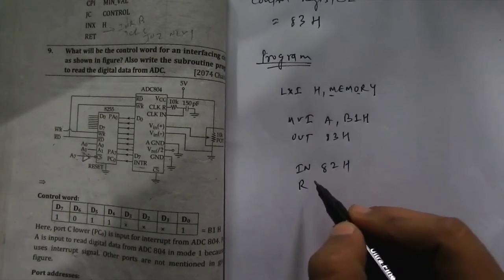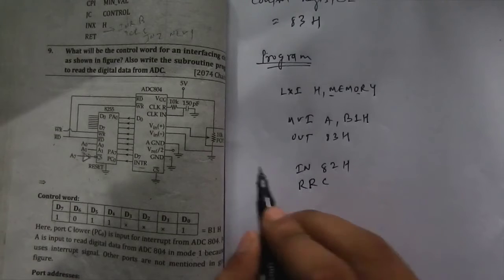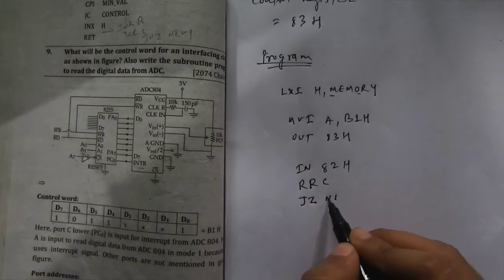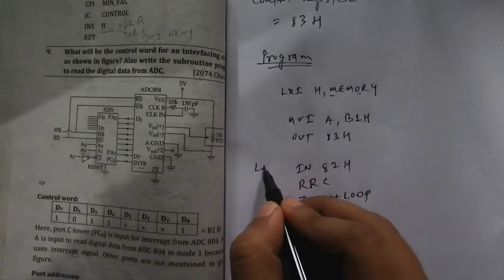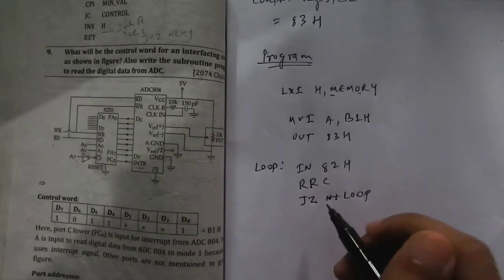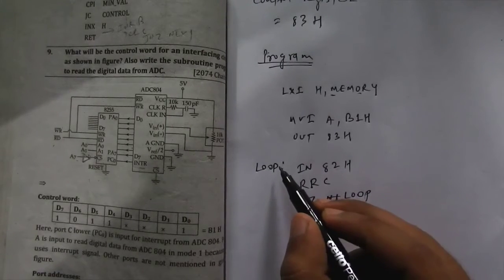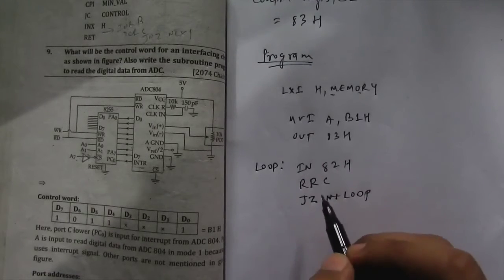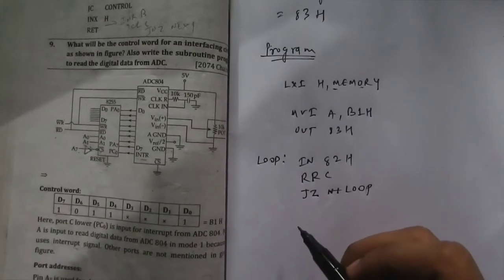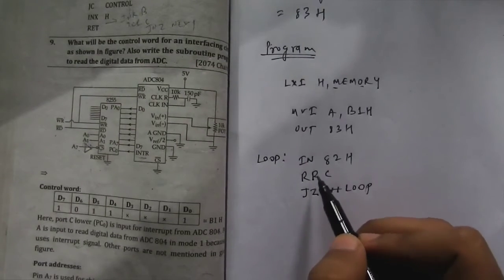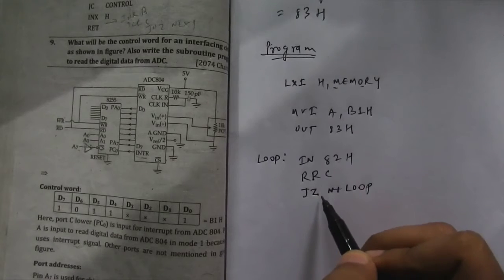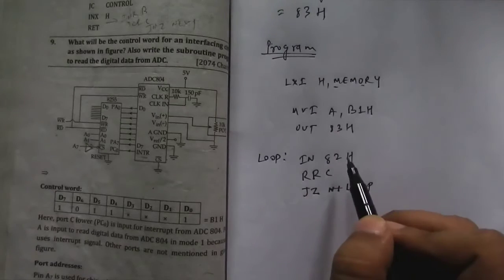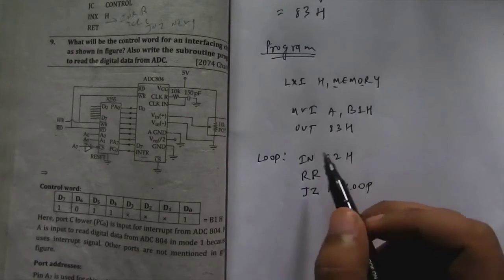And then RRC for checking PC NOT, and then jump on 0 to you can say loop. Okay, so when PC NOT is 0, it will loop, because in that case the interrupt has not occurred. But if it is not 0, then interrupt has occurred. And one more thing, you can also write RAC, but in that case you will use jump on not carry. Okay, so now we have checked for interrupt.